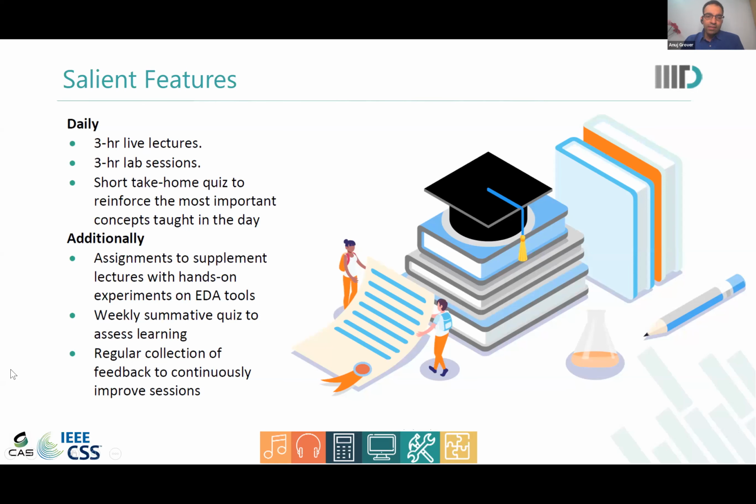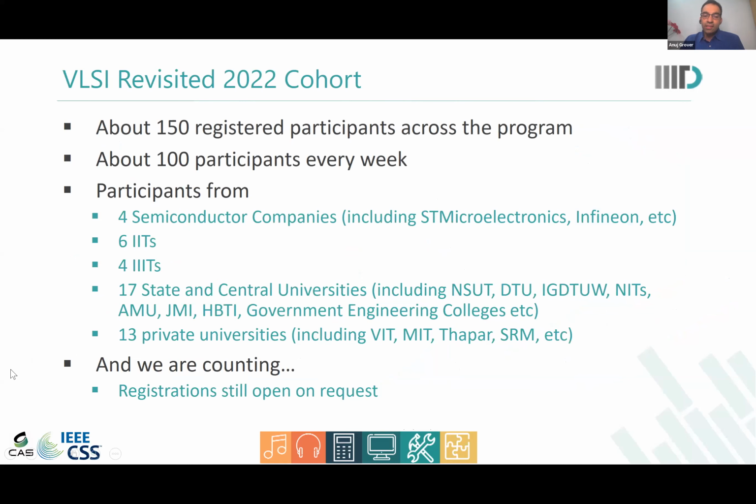Additionally, I would say that in this year's cohort, we have in fact already more than 150 participants, and about 75 odd participants have registered for the entire program, and remaining participants will be joining on a week-to-week basis. So on an average, we have around 100 participants joining the program every week.